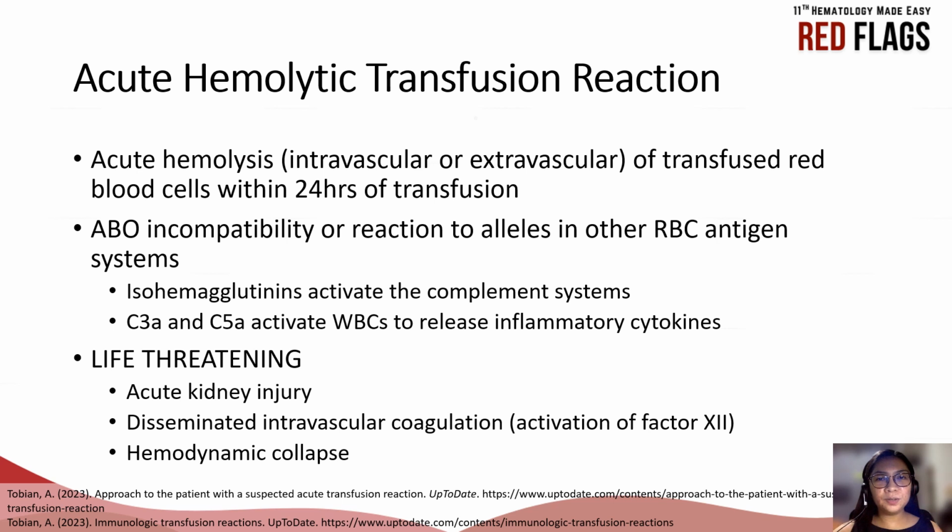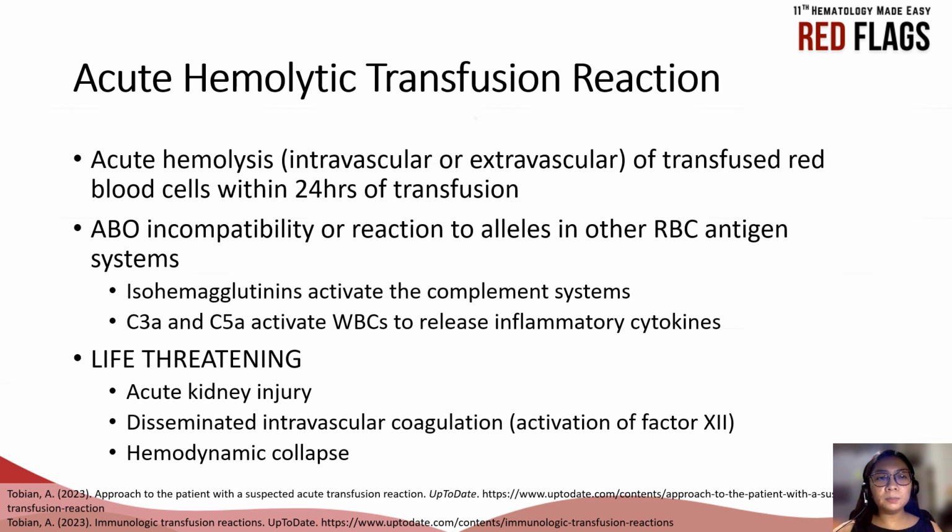From non-hemolytic transfusion reaction, we now move to acute hemolytic transfusion reaction. It is caused by acute hemolysis of transfused red blood cells. Hemolysis can either be intravascular, causing release of free hemoglobin into the circulation, or extravascular, resulting in removal of red blood cells by the reticuloendothelial system. This may be due to ABO incompatibility or caused by a reaction to alleles in other RBC antigen systems. Isohemagglutinin can activate the complement and coagulation systems. C3a and C5a can activate white blood cells to release inflammatory cytokines.